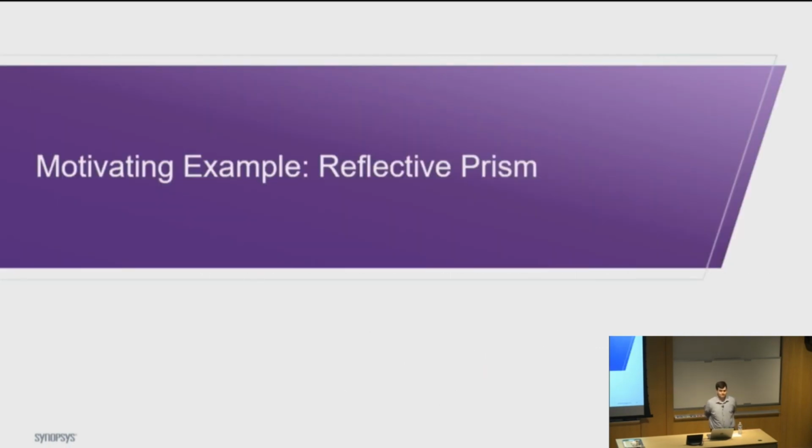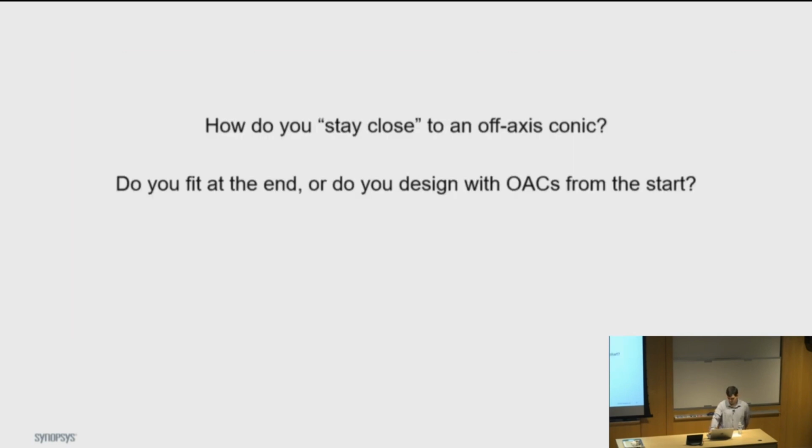So we've defined our freeforms, we've defined our off-axis conics, we've talked about null tests. Let's now look at a motivating example for the comparison we're going to do. And the motivating example is a reflective prism. Our goal in looking at this motivating example is to try to understand how we can stay close to an off-axis conic. Earlier we talked about how if a freeform is close to an off-axis conic, then maybe you can still test it with a null test. But staying close, how do you do that?